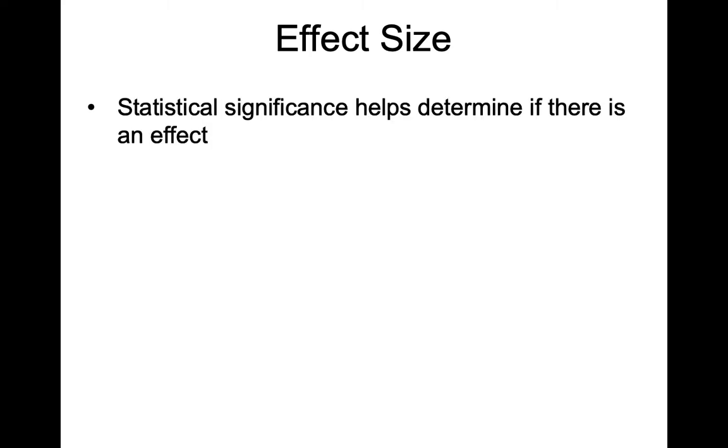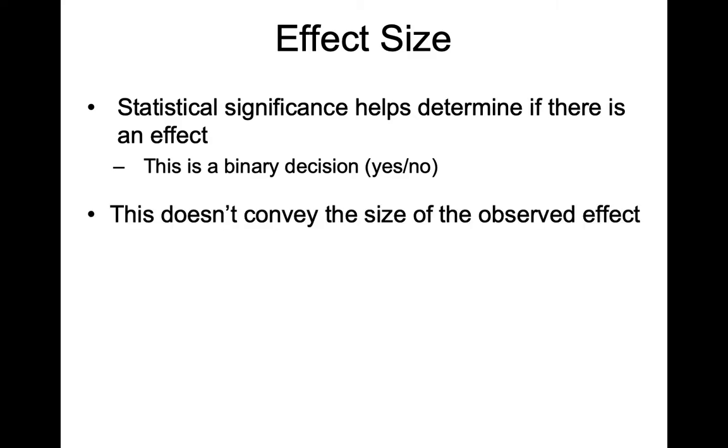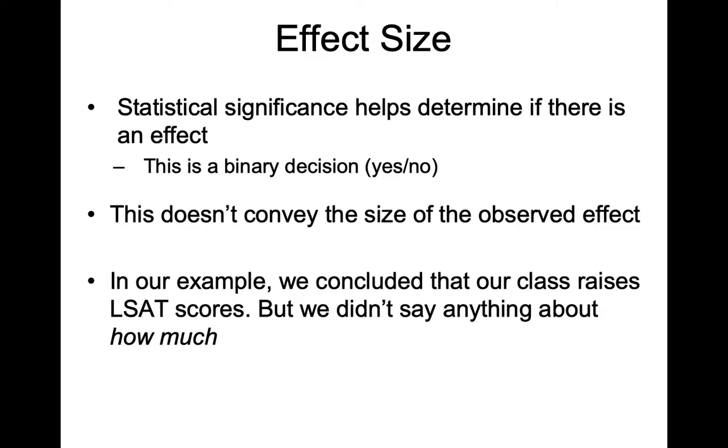All right, this lecture is going to be about effect size. So when we do statistical significance testing, it determines whether or not there is an effect. We either reject the null hypothesis and determine that there is a difference between means, or we don't. So this is really a binary decision. Yes, we reject the null hypothesis, there is an effect, or no, there isn't. But it doesn't convey the size of the observed effect.